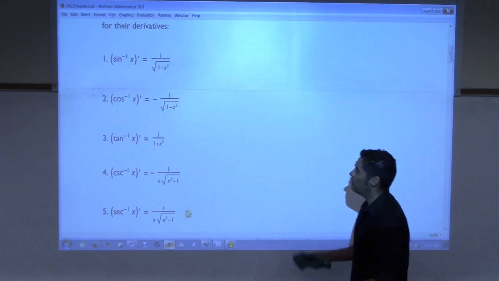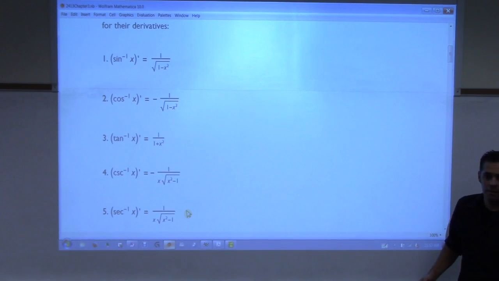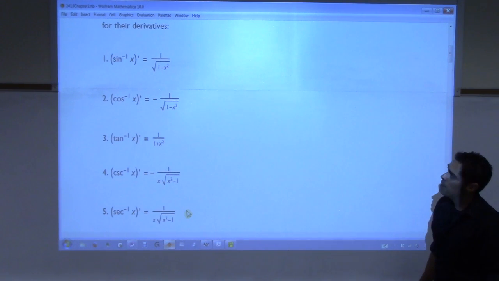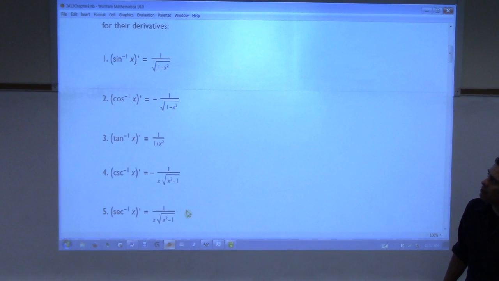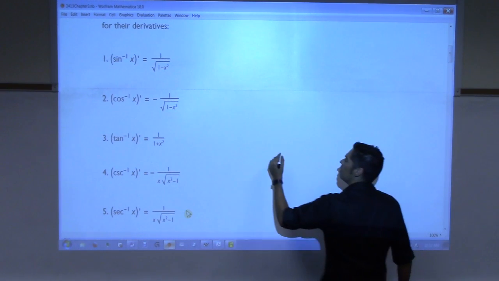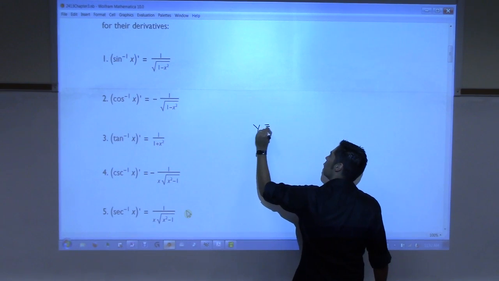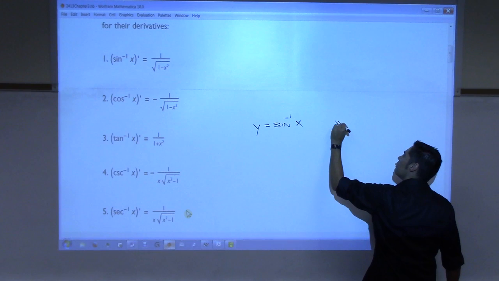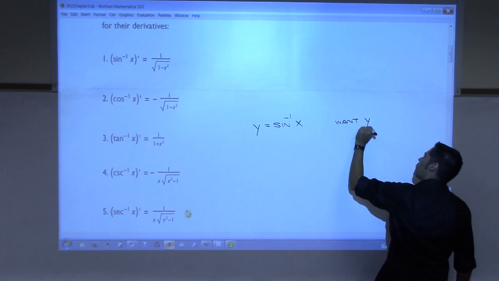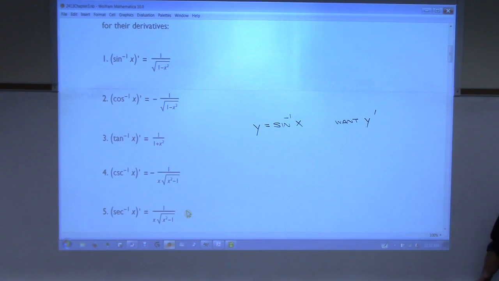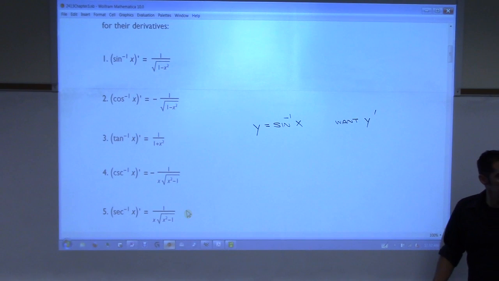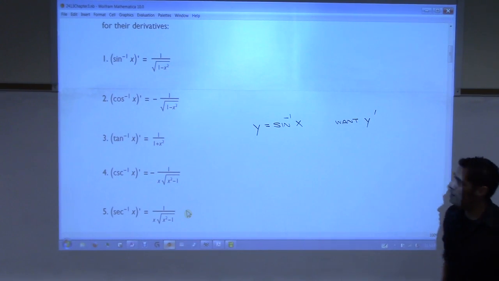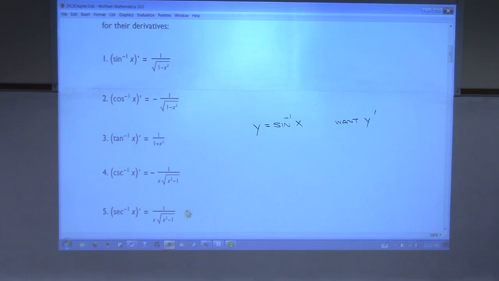Well, I'm going to start with the very first one, all right? I'm going to prove right now that the derivative of arc sine of x is equal to 1 over the square root of 1 minus x squared. So I'm going to write it down first. This is what I'm going to be trying to find the derivative of. I want y prime, right? That's what I want. Should we be writing? Yeah, if you want to know how to prove these.